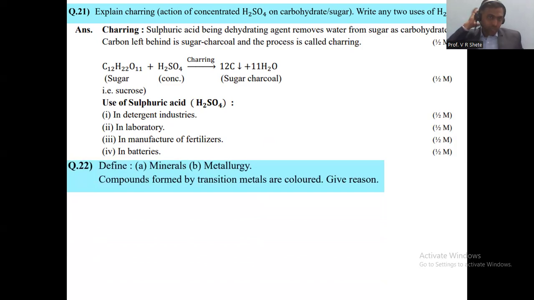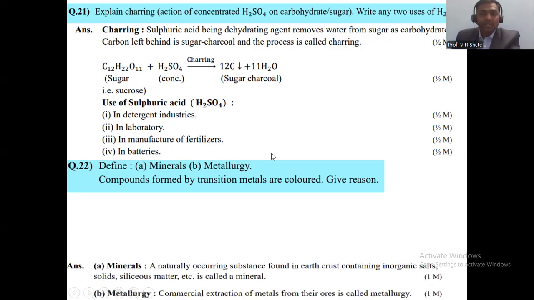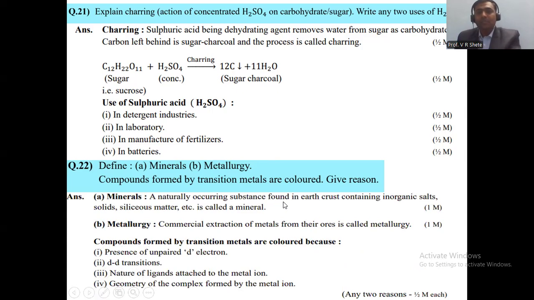Next, question number 22. Define minerals and metallurgy. Compounds formed by the transition elements are colored, give reasons. There are different reasons for the coloring of compounds. Before going to this one, we observe the first definition. Minerals: any naturally occurring compound found in the earth's crust is called a mineral. They are naturally occurring substances found in the earth's crust which generally contain organic and inorganic salts, silicates, and matter. These are minerals. And what is metallurgy? Metallurgy is the commercial extraction of metal from its ores.